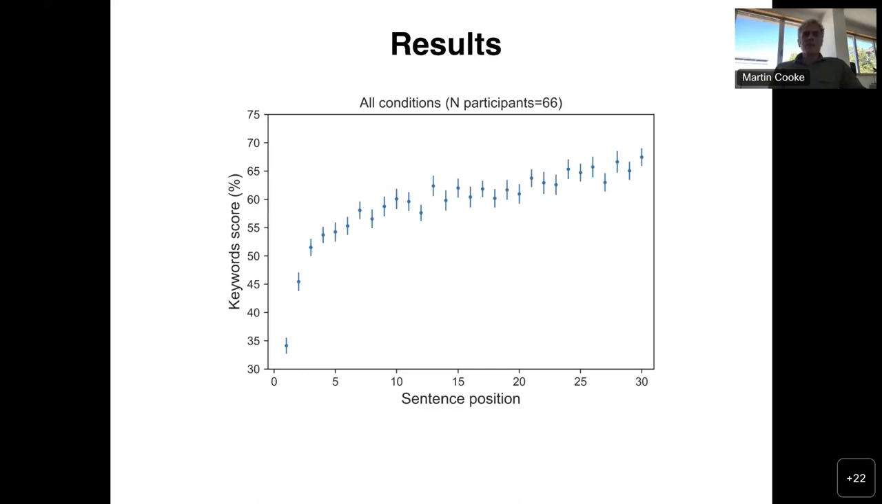So let's look at the results. What do we get? Well, this is what we got. I'm plotting the results, averaged across all conditions, as a function of sentence position. And these are for individual sentences. What we see in global terms is that listeners were getting one in three keywords correct in the first sentence, and two in three keywords correct in the 30th sentence. That's very clear adaptation, so a halving of the error rate, if you like. But what's, I think, more interesting is that half of the adaptation was achieved by the time they reached the third sentence. So what we see is very rapid adaptation at the beginning, followed by a more gradual adaptation.